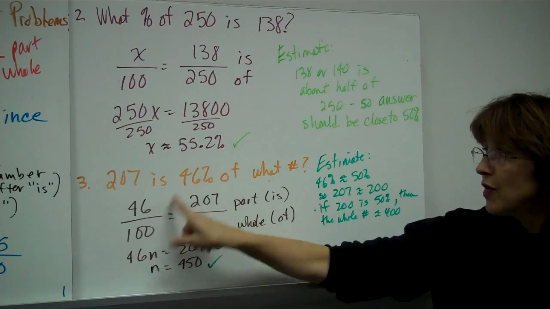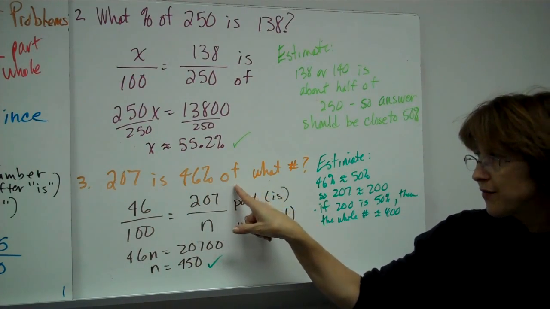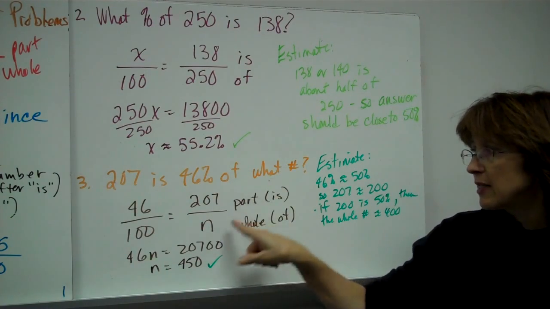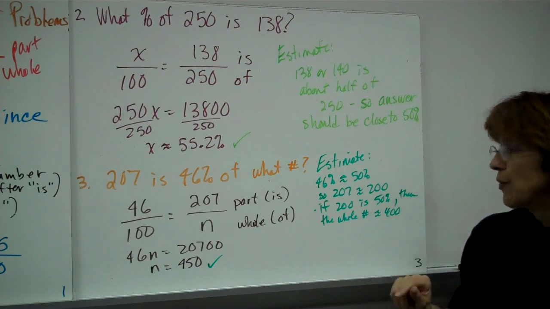So we have 46 over 100, because that's a percent. 207 is just the part, not the whole. Remember, after the "of," that's the whole. We don't know what that is. That's our n. Do the cross products, and we got 450. That's pretty close to what we estimated.